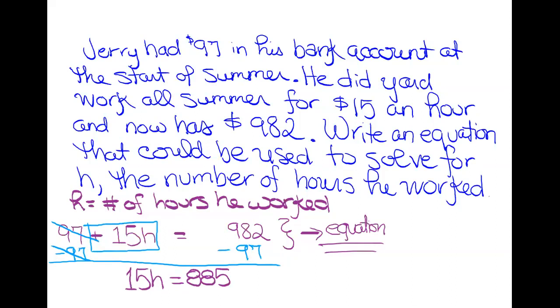And then the final step to solve this, I need to break up that 15 and that H, which are so close, they are clearly multiplying. So I will divide both sides by 15. 15 divided by 15 cancels, so I'm left with H on the left-hand side and 885 divided by 15, which is 59. So the dude worked 59 hours.